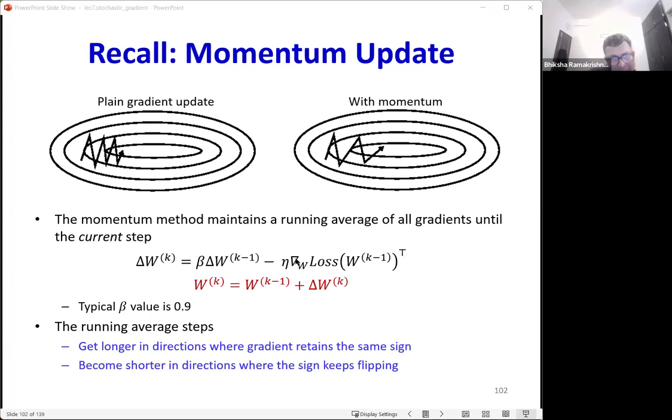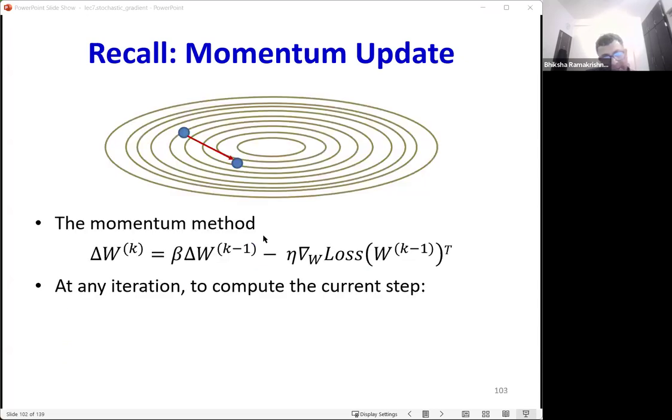And so typical beta values are 0.9. This is your learning rate, right? And this running average will get longer in directions where the gradient retains the sign and becomes shorter in directions where the sign keeps flipping.